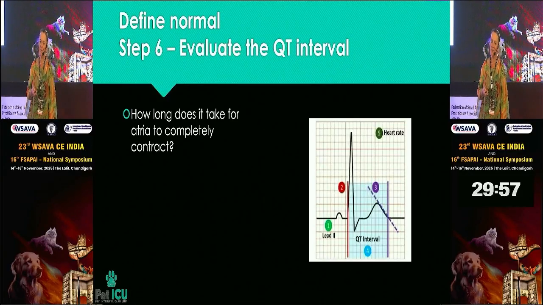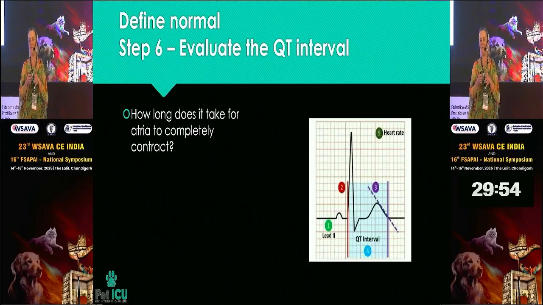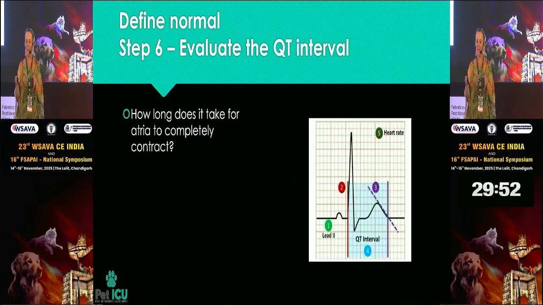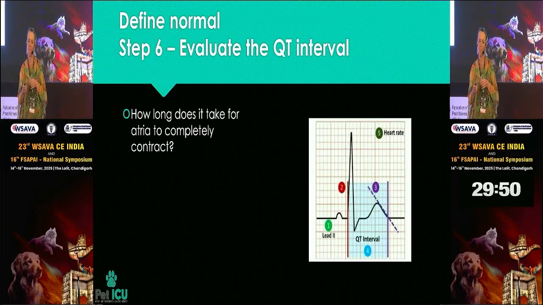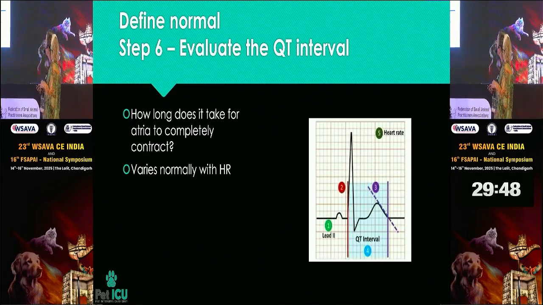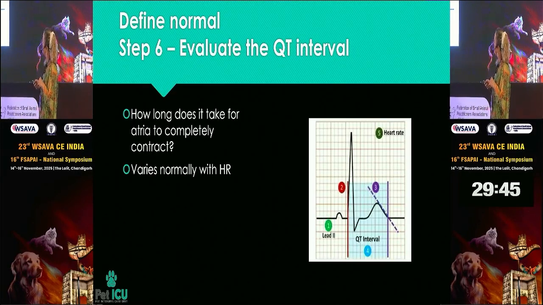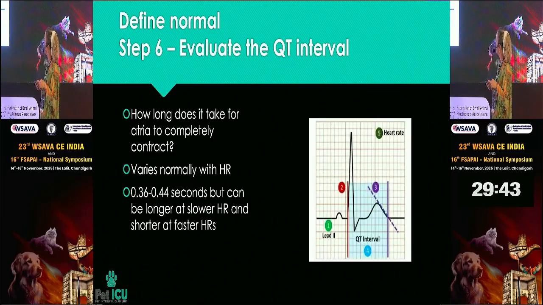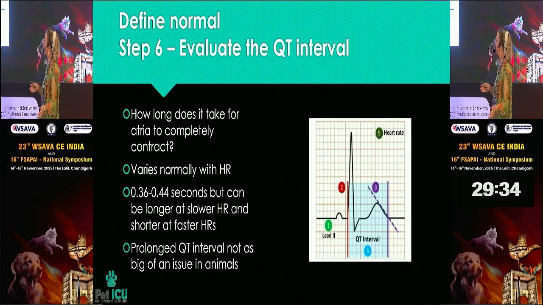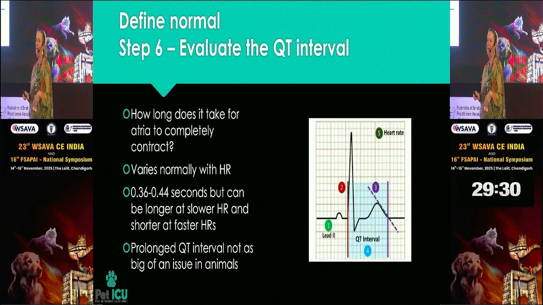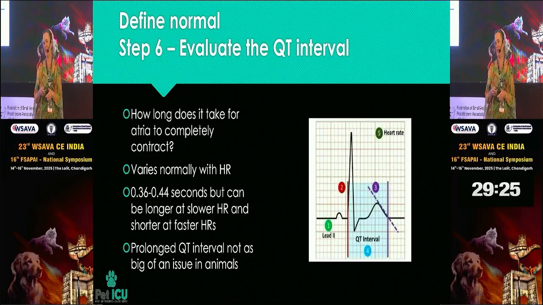The QT interval is how long it takes for the ventricles to completely contract. Sorry, I said atria earlier, that should be ventricles. That's a mistake. It varies normally with heart rate, longer with slower heart rates and shorter with faster heart rates. Prolonged QT is a very big thing in humans, where some drugs cause prolonged QT, and it makes them more likely to be at risk of fibrillation. It's not as big of an issue in animals.